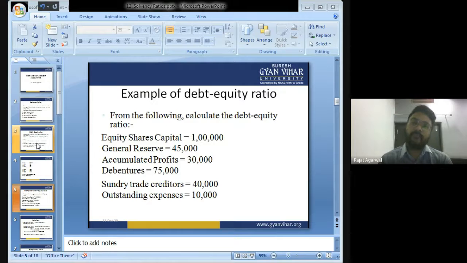Example of debt equity ratio. From the following information, calculate debt equity ratio. Equity share capital 1 lakh, general reserve 45,000, accumulated profit 30,000, debentures 75,000, sundry trade creditors 40,000 and outstanding expenses 10,000.